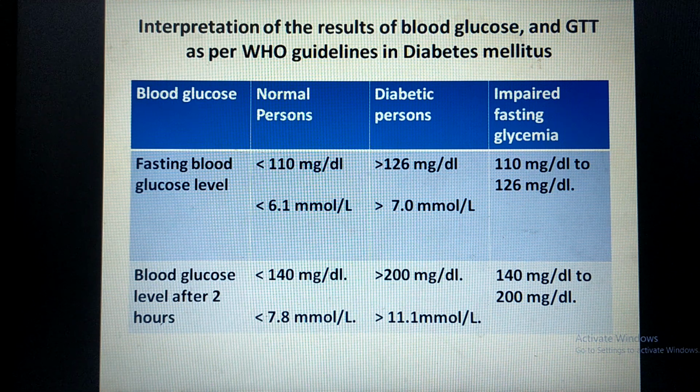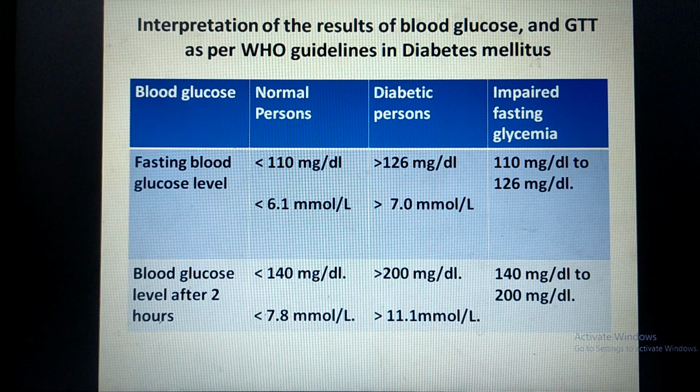In India, the blood glucose level is measured in milligram per deciliter, but in Western countries, the blood glucose is measured in millimoles per liter. Therefore, I have given the corresponding millimoles per liter values of blood glucose in this chart. So this is about the interpretation of blood glucose.